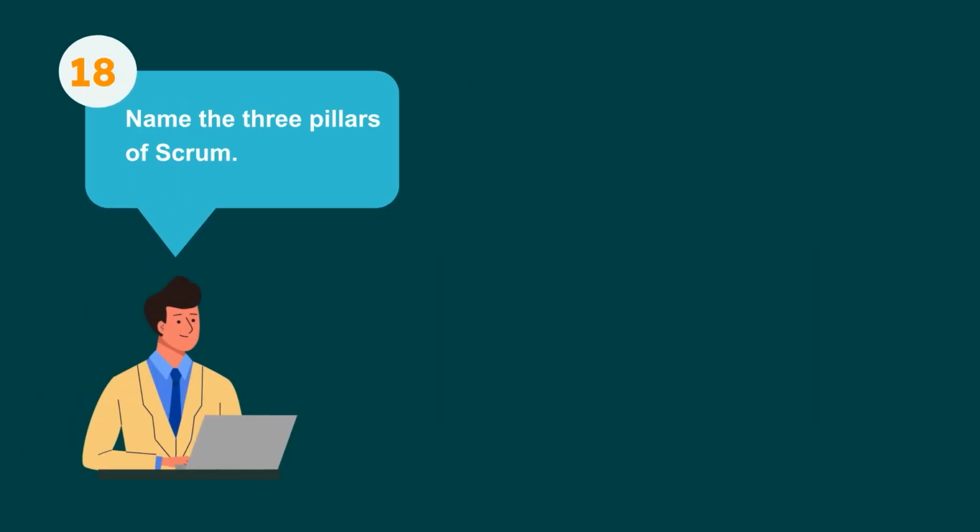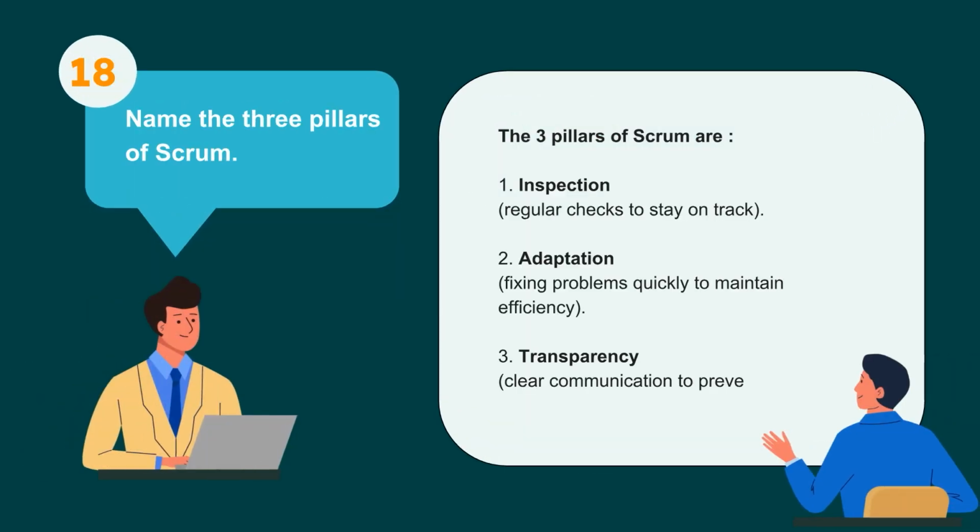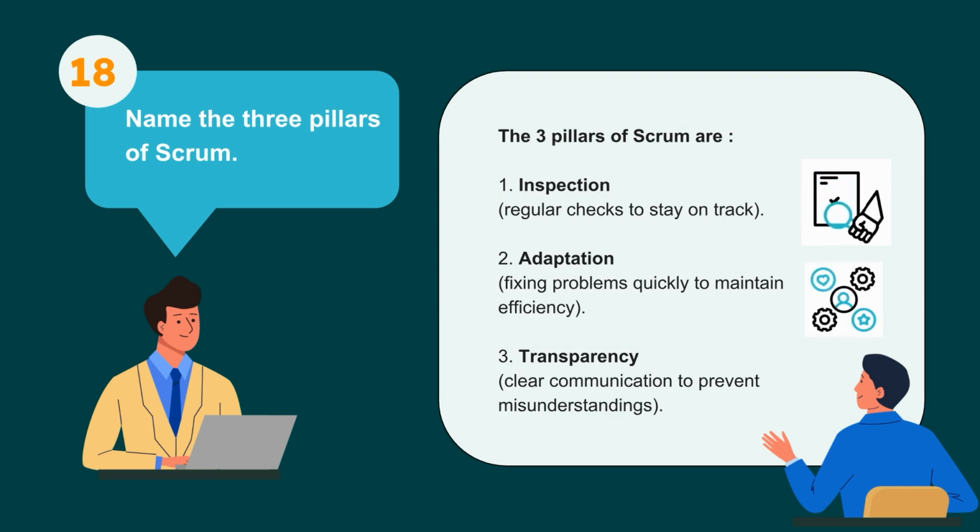18. Name the 3 pillars of Scrum. The 3 pillars of Scrum are 1. Inspection. Regular checks to stay on track. 2. Adaptation. Fixing problems quickly to maintain efficiency. And 3. Transparency. Clear communication to prevent misunderstandings.